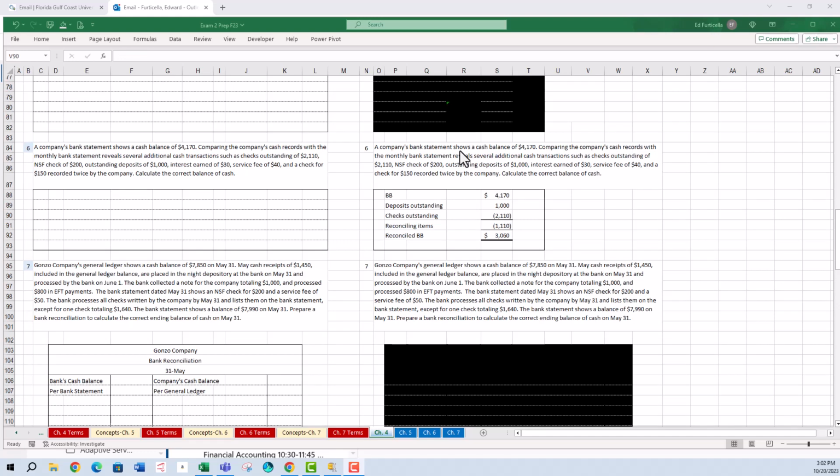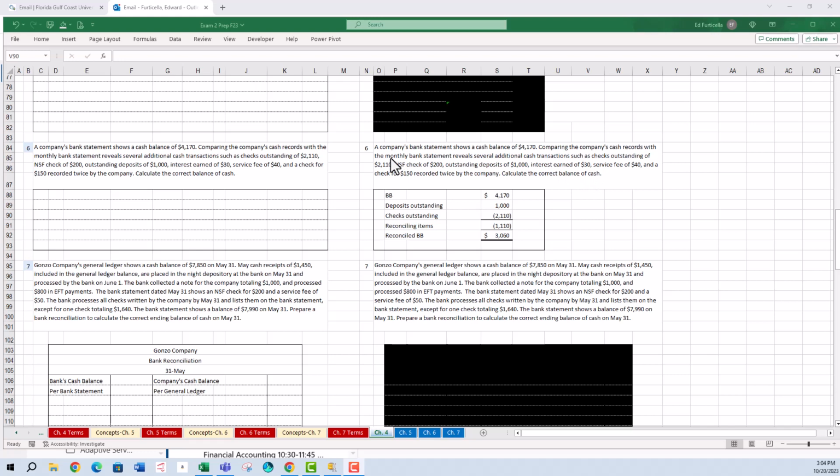Okay, now let's take a look at number 6. Number 6 says a company's bank statement shows a cash balance of $4,170. Comparing the company's cash records with the monthly bank statement reveals several additional cash transactions, such as checks outstanding of $2,110, an NSF check of $200, outstanding deposits of $1,000, interest earned of $30, service fees of $40, and a check for $150 recorded twice by the company. Again, we're asked to calculate the correct balance for cash.